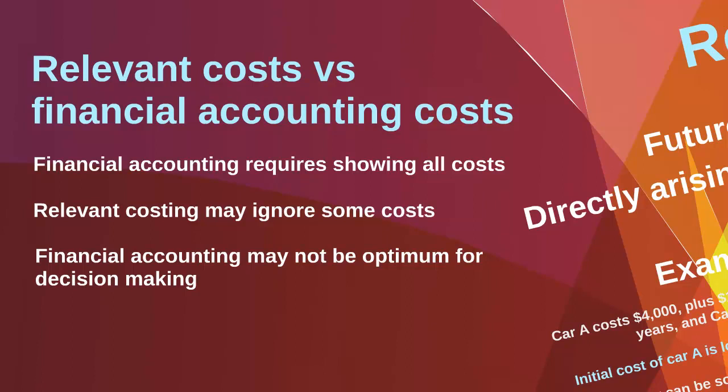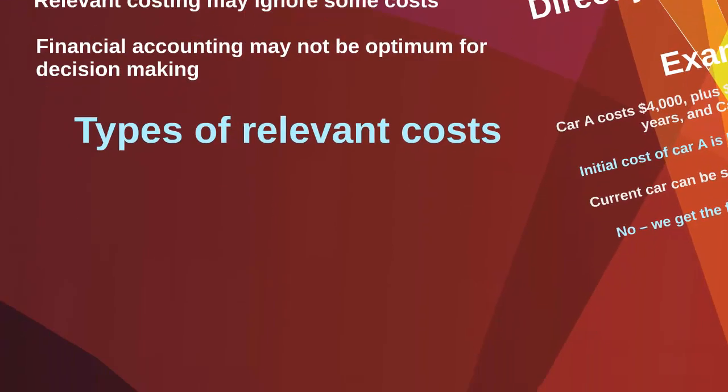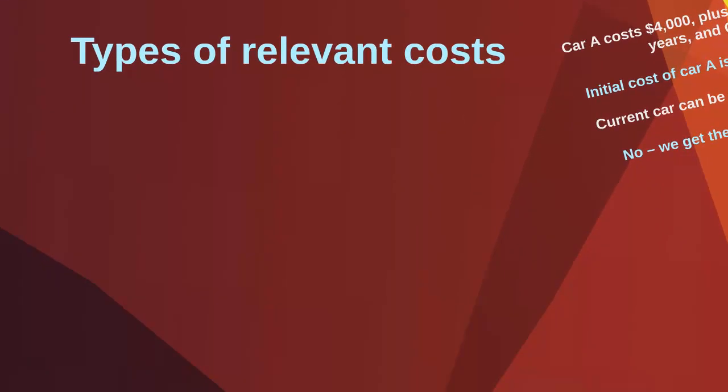But of course, financial accounting is not always optimum for decision making, because looking at financial accounting costs, you would perhaps look at that $210 million and say that's too much to spend to make $150 million. It's a huge loss. But of course, it is not factoring in the fact that we had spent that $110 million. That $110 million would be written off with zero return if we didn't invest that additional $100 million. So now let's look at the different types of relevant costs, the different types you need to be aware of for when you are sitting your exam.